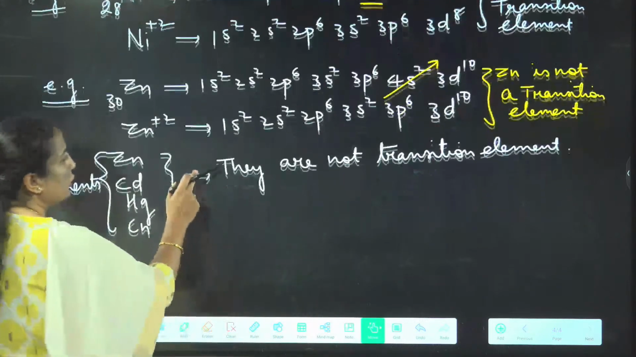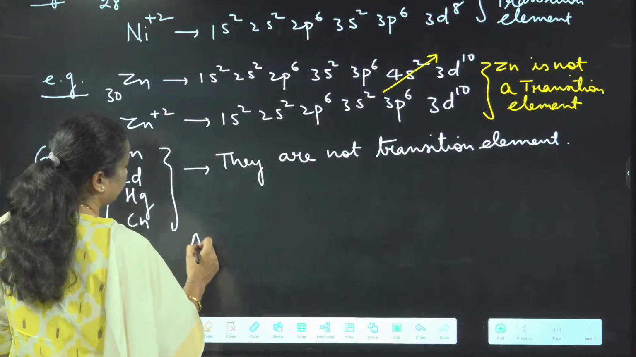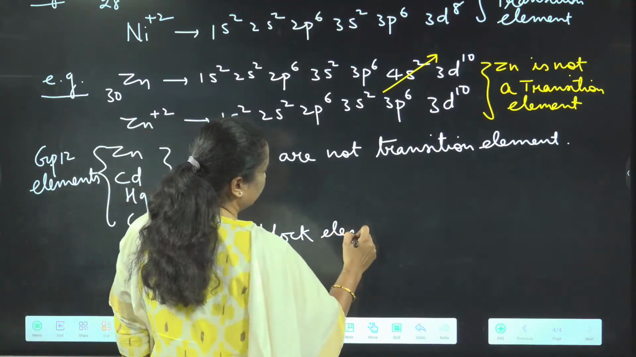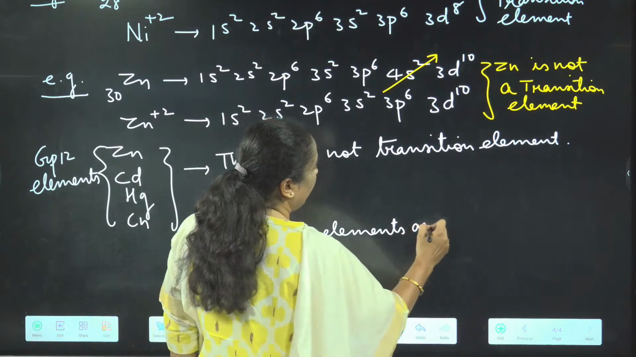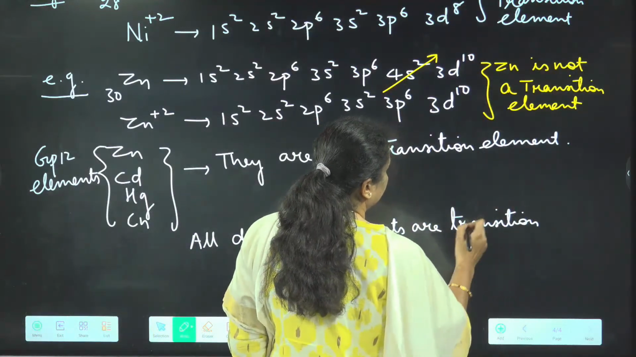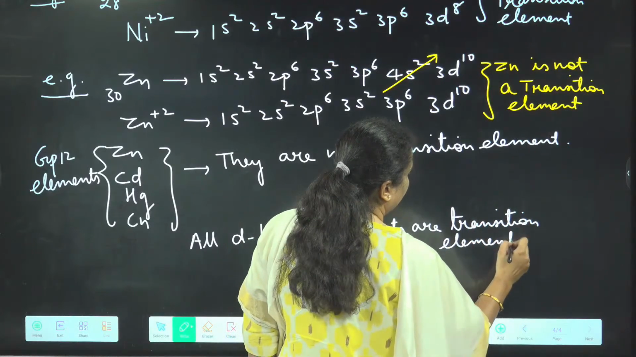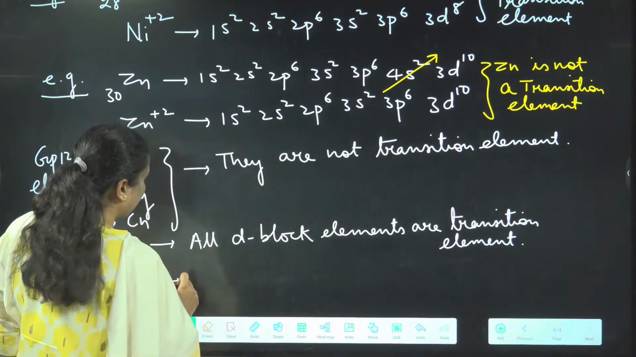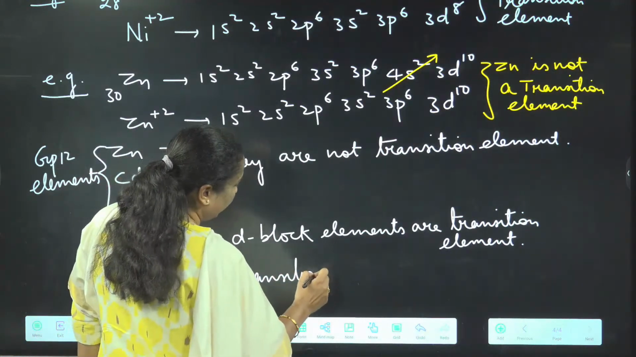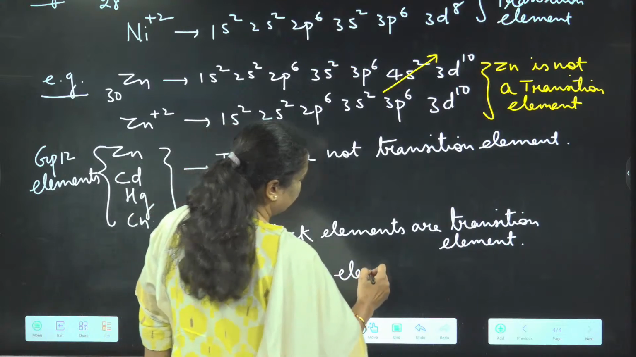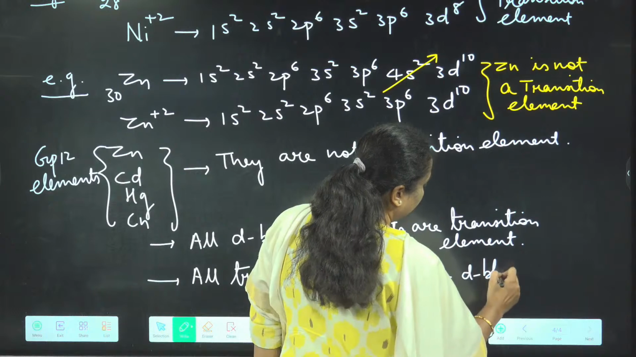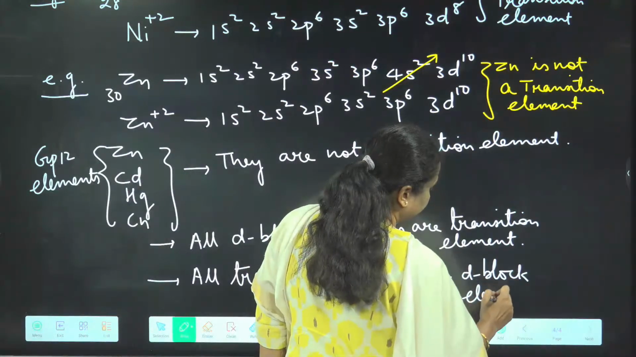Okay, so I'm going to write down one statement. All D block elements are transition elements. And another one is: all transition elements are D block elements.